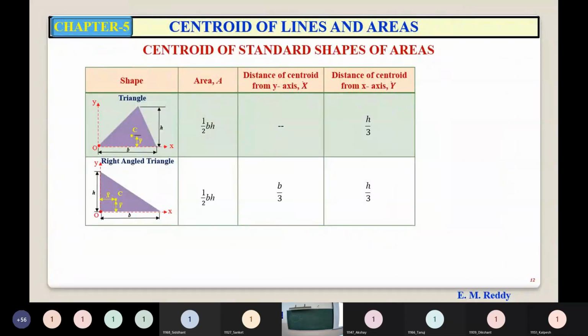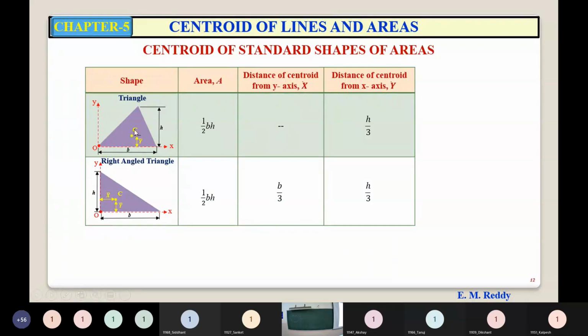Triangle, right angle. Point to be noted. See, for triangle, we cannot define x bar. So we can locate the centroid of the triangle always from the base or from the vertex. See, from base, that is along x-axis, base is along x-axis. Distance of centroid from x-axis is y bar, which is given by 1/3 of its height. If you want to measure from vertex, it will be 2/3 of its height. But there is no formula for x bar.